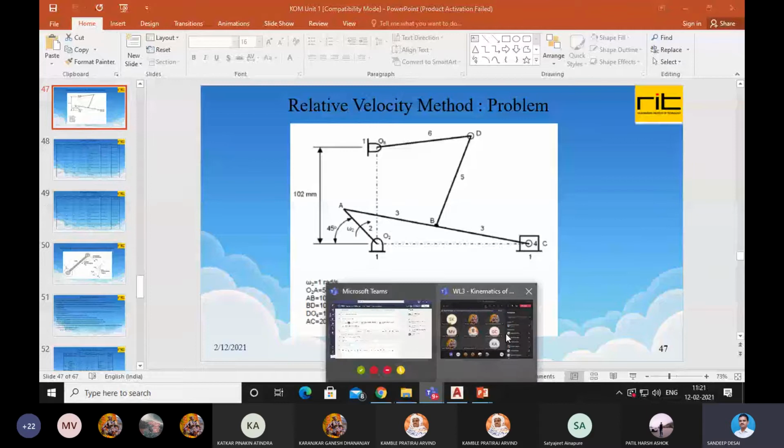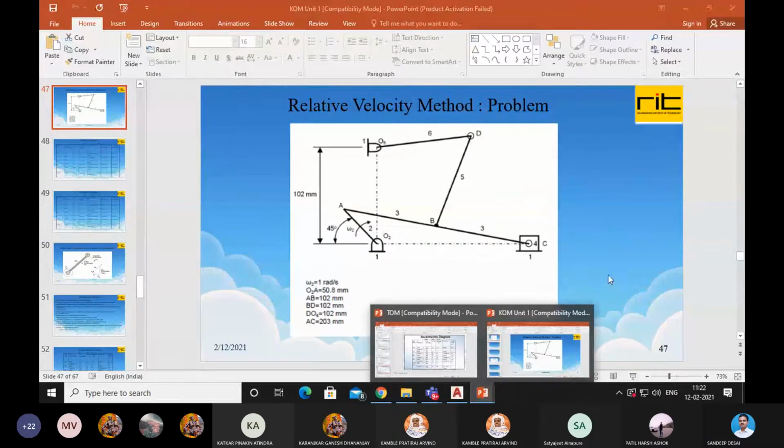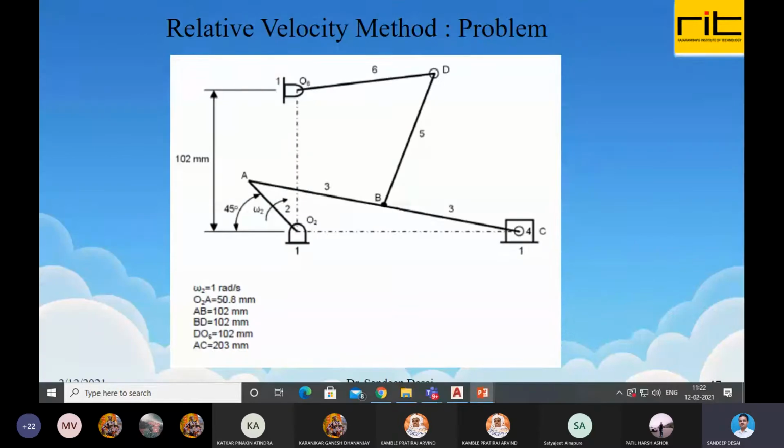Okay, meanwhile, let me just review what we did last time. We were talking about the methodology to draw a velocity diagram using the relative velocity method. This was the mechanism. This was the problem that we had considered.